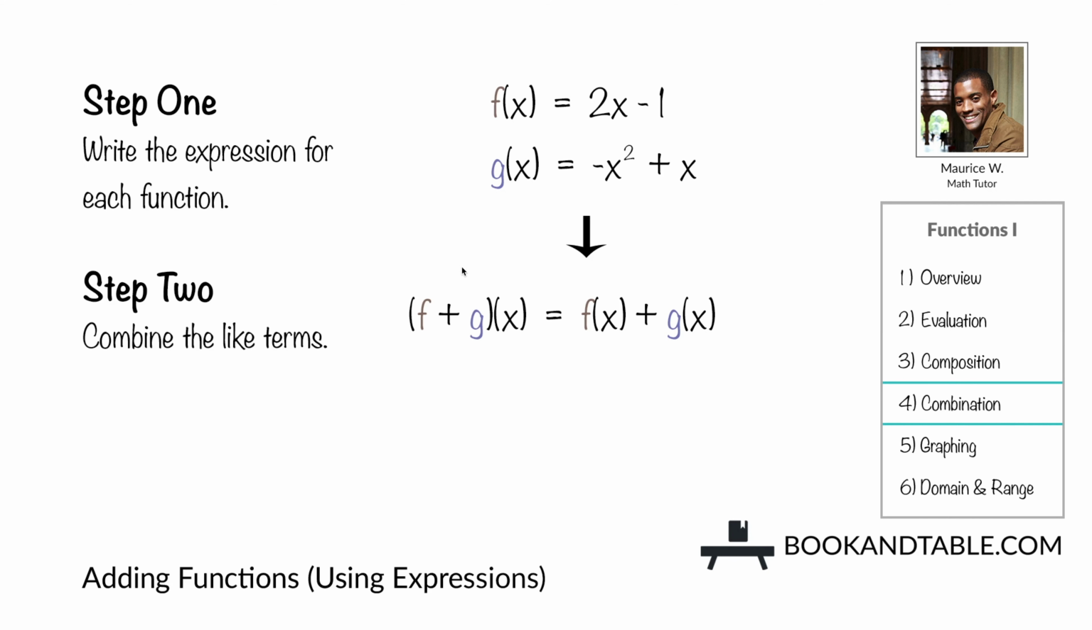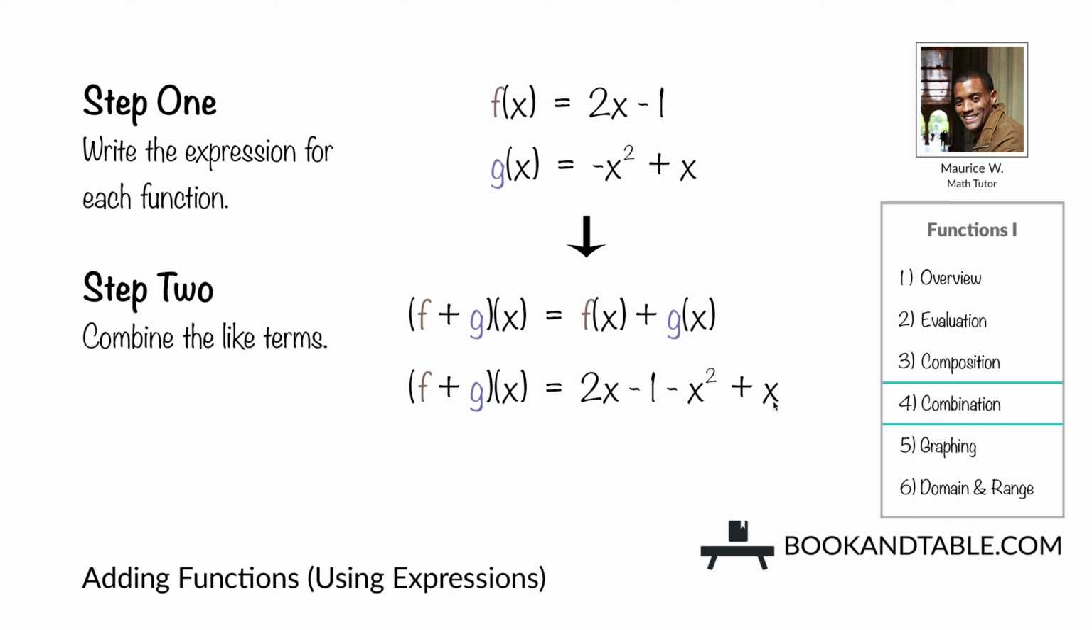So the first thing we want to do is write the expression for each function. So f plus g of x is equal to f of x plus g of x. So you want to write out the f function, and then you want to write out the g function. That gives us 2x minus 1 minus x squared plus x.